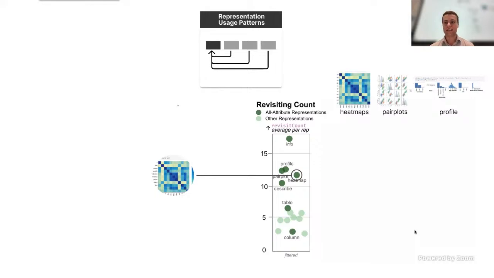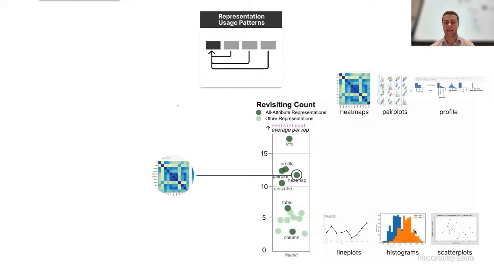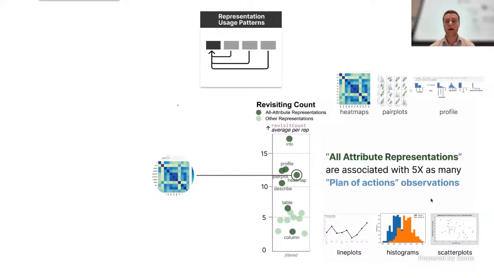We find that these types of visualizations tend to have a higher revisiting count. That means that they are revisited throughout an analysis time and time again, when compared against other more question-and-answer visualizations like line plots or histograms. We also note that these all attribute representations are associated with 5 times as many plan of action observations, which suggests that they play a role in EDA that is about how the analyst guides their entire analysis.